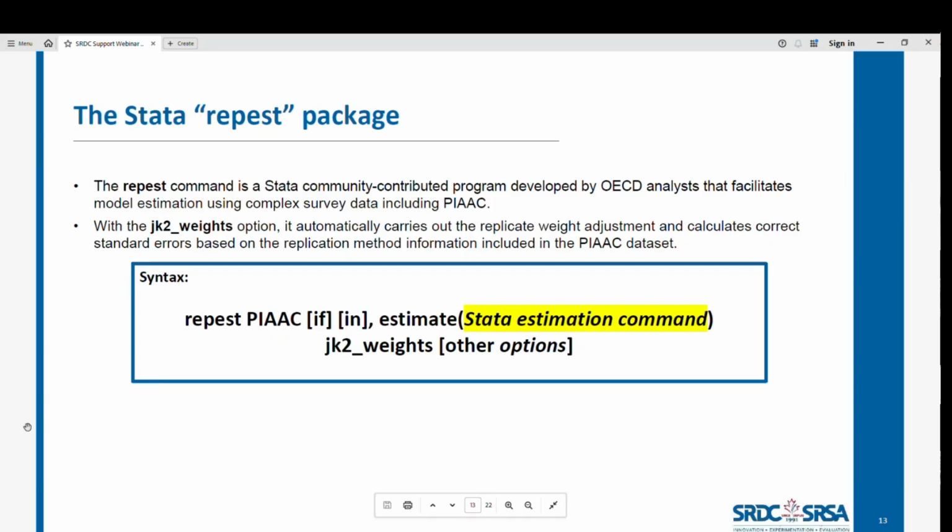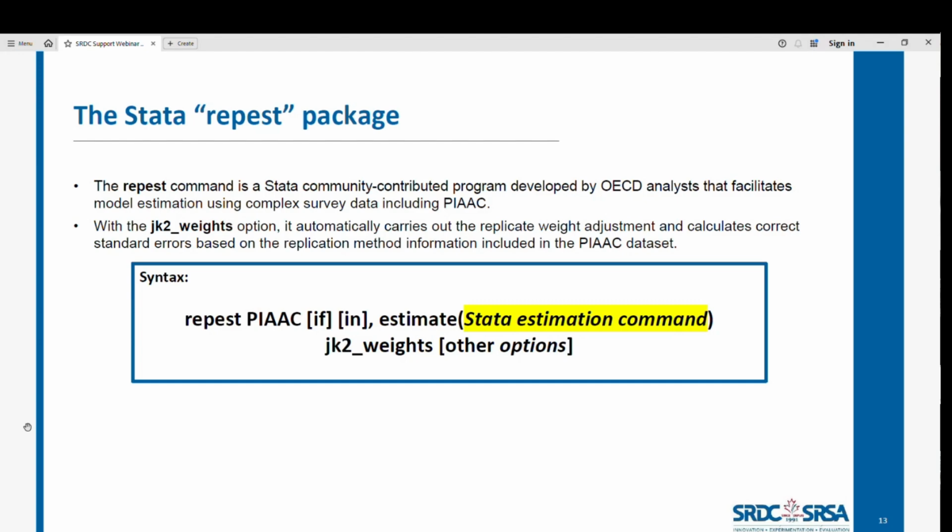If you are a Stata user, this replicate weight adjustment is quite straightforward thanks to the Stata community-contributed program developed by OECD analysts that facilitates model estimation using complex survey data such as PIAAC. As we presented in the previous webinar, the REPEST command facilitates model estimations. Again, its main purpose is to calculate appropriate standard errors for a given sampling design and the plausible values represented in proficiency scores. And for pooled data analysis with different replicate weight types, by adding the JK2 option to the command, REPEST automatically carries out replicate weight adjustment and calculates the correct standard errors based on the information included in the PIAAC dataset.